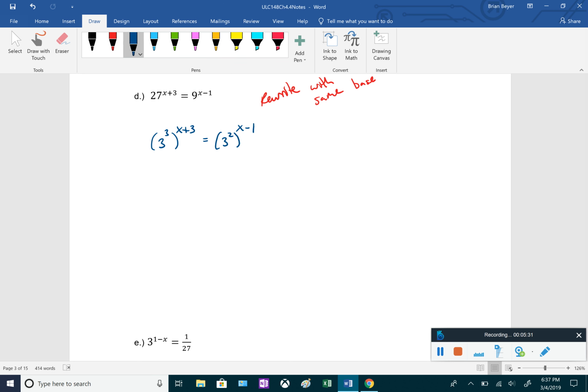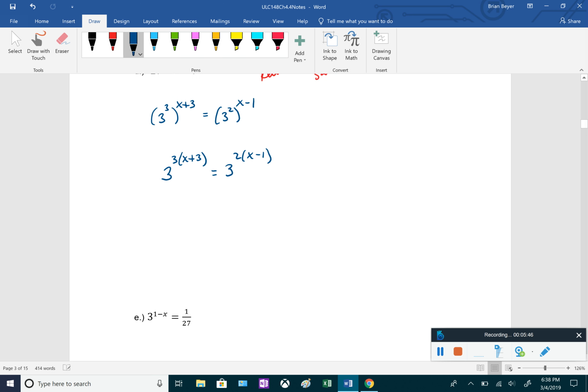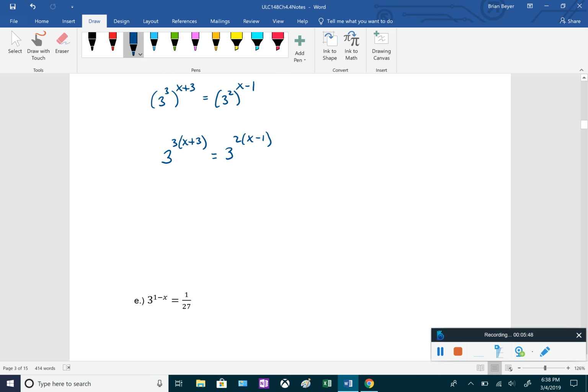Now we still need to simplify this a little bit. We have to remember that power to a power, we multiply the exponents. So it's going to be 3 times the (x + 3), and then 2 times the (x - 1). In this step, I'm just going to distribute the 3 to get 3x + 9, and I'll distribute the 2 to get 2x - 2.